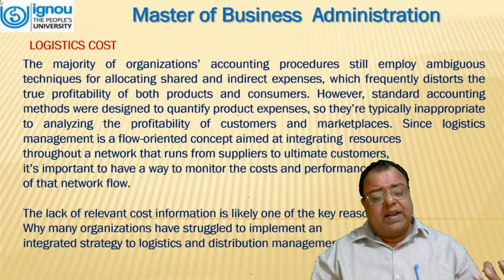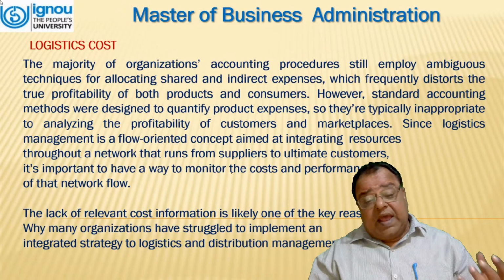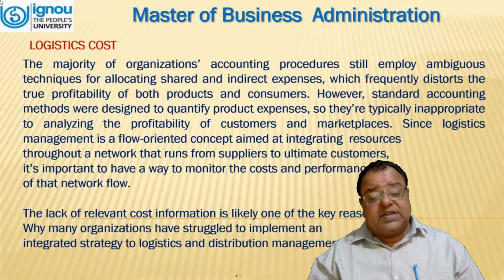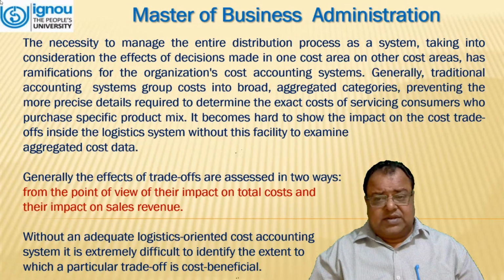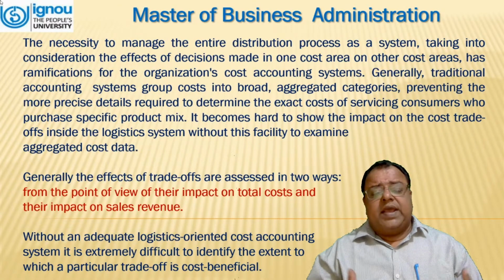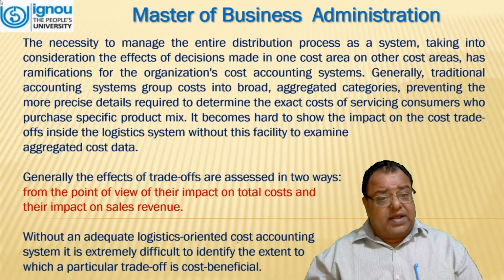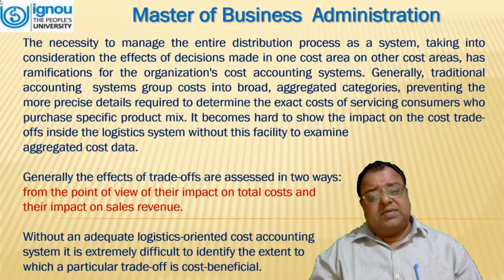The lack of relevant cost information is likely one of the key reasons why many organizations have struggled to implement an integrated strategy to logistics and distribution management. The necessity to manage the entire distribution process as a system, taking into consideration the effects of decisions made in one cost area on other cost areas, has ramifications for the organization's cost accounting system.